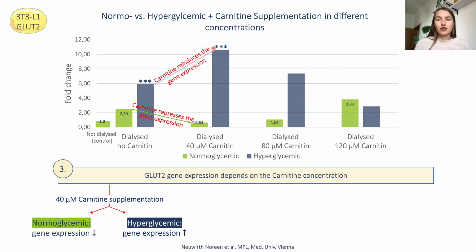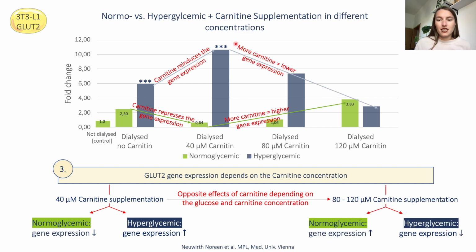This proves that carnitine is an important nutrigenomic factor for the expression of GLUT2 and has an anti-diabetic effect, as it enables more glucose uptake into the cell by increasing the gene expression. This effect is only observed if carnitine is supplemented in physiological concentrations of 40 micromolar. Higher carnitine concentrations induce the opposite effect, and the gene expression is repressed again, but still remains on a higher level compared to the normoglycemic control.